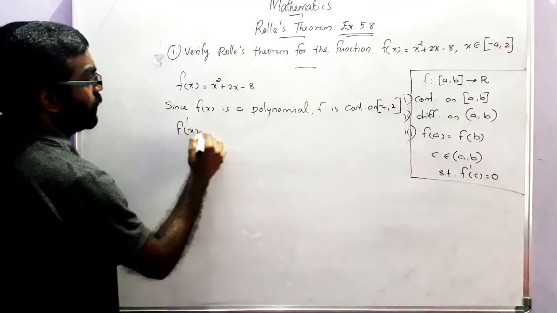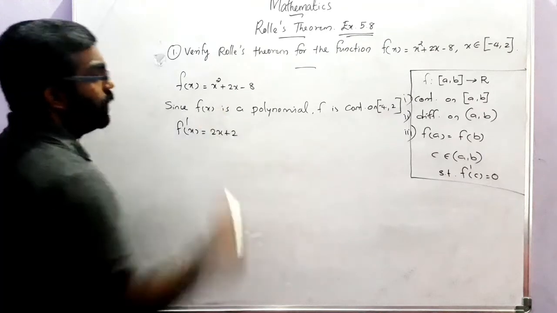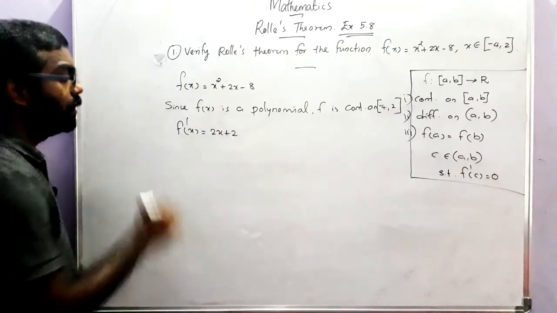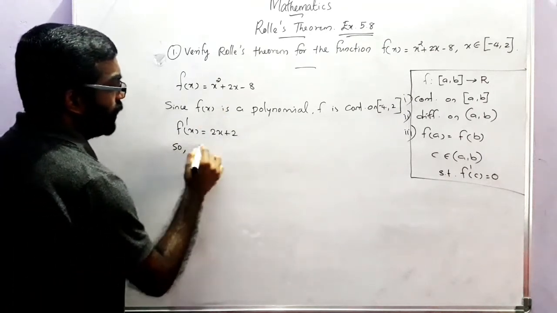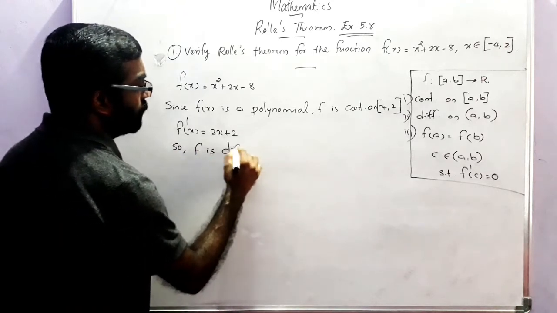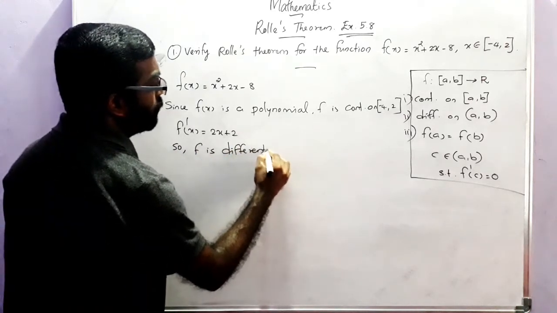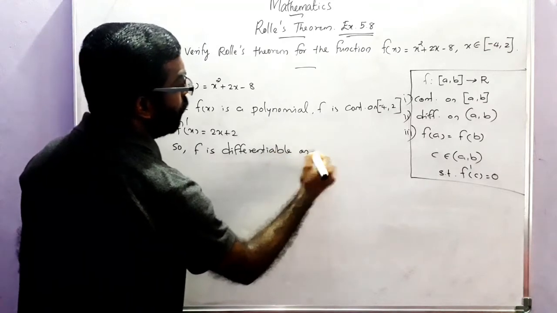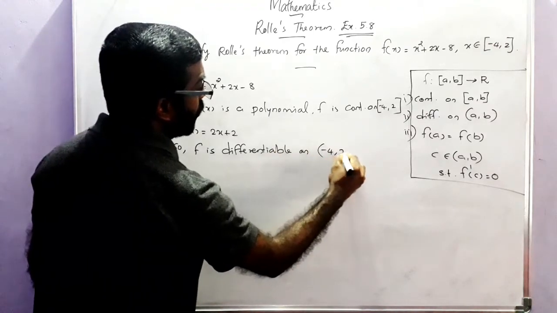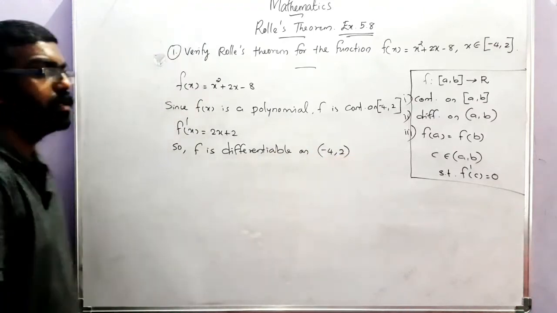f dash of x is equal to 2x plus 2. That means the derivative exists. So we can write f is differentiable on the open interval, that is minus 4 comma 2.